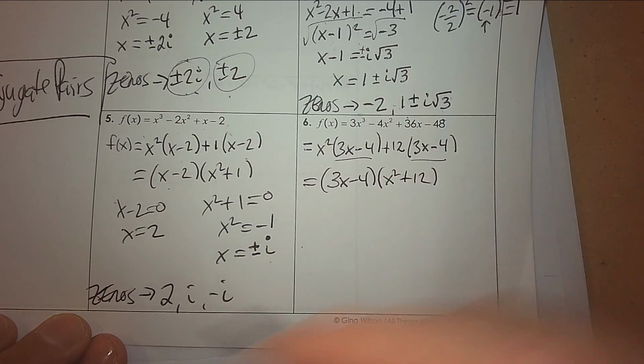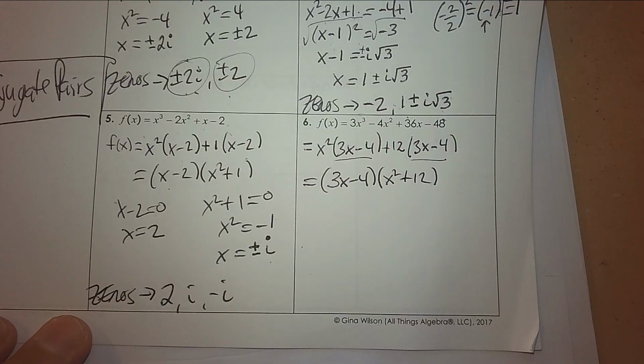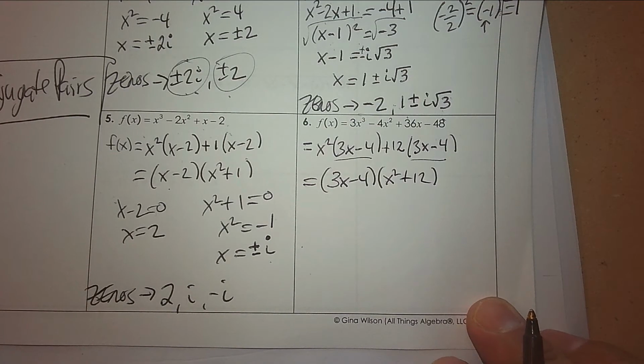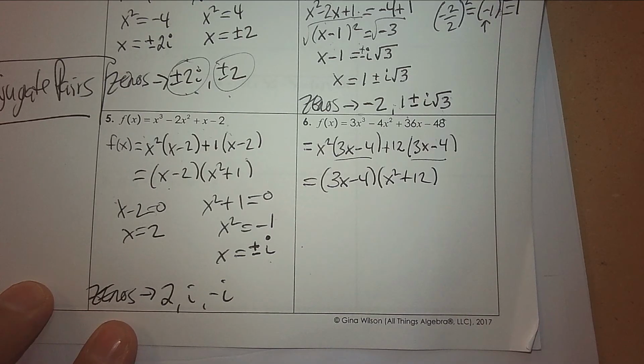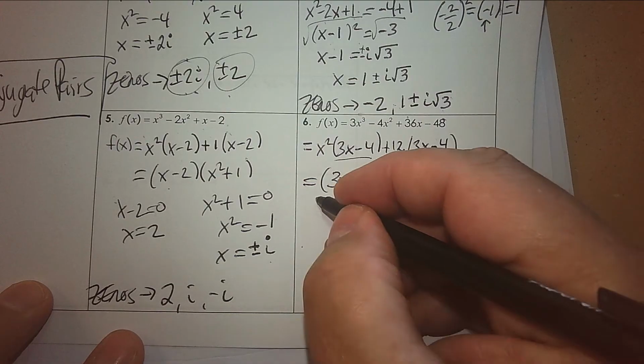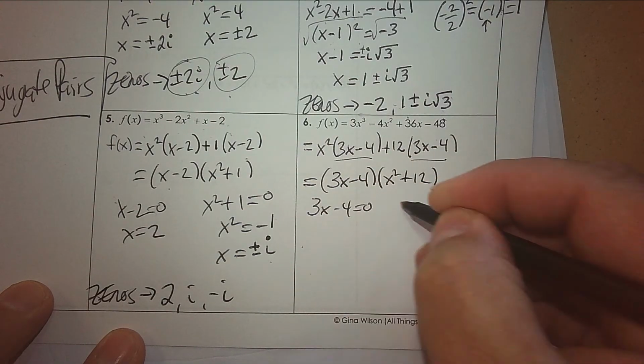All right, I'll give you a moment. Dahlia is going to help me do the next step. Now that it's factored, Dahlia, what would you do next? You make the factors equal to 0. So each factor equal to 0.